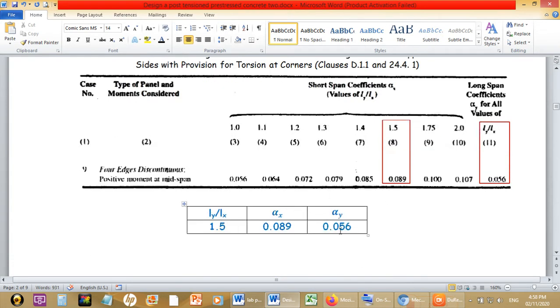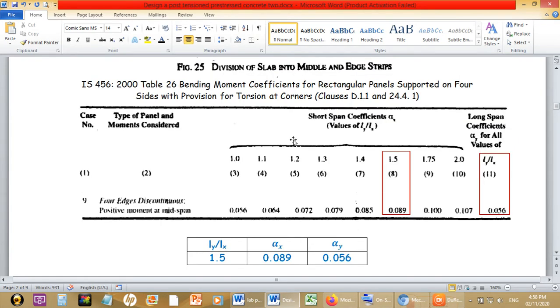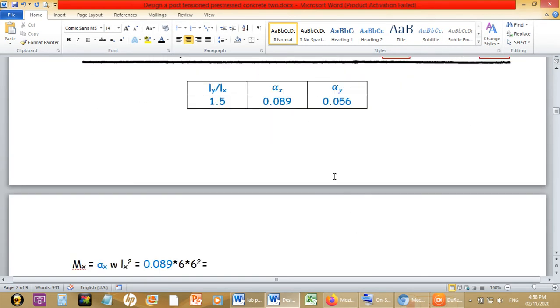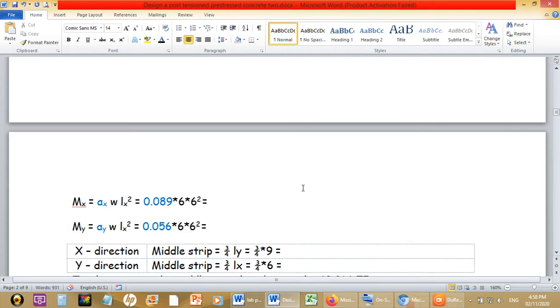Okay, so here is the summary of that. Ly by Lx is 1.5, the value of alpha x is 0.089 and alpha y is 0.056 from table 26 of IS 456 2000. Got it? So we simply need to take that ratio, and for that ratio we check the given support condition. Then we'll get the values of alpha x and alpha y. Clear? Now once we get the values of alpha x and alpha y, we are going to calculate the moments.